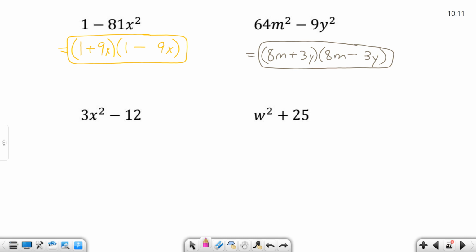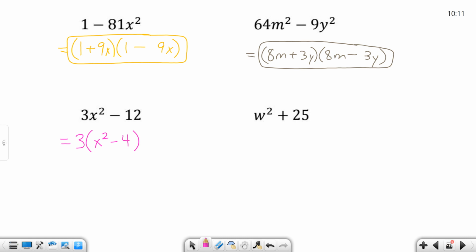So if I look at this, there's 2 terms here, right? Is there a GCF? Ding, ding, ding. Here there is a GCF. What is the GCF here? It's 3. If I factor a 3 out, it's 3 times x squared minus 4.